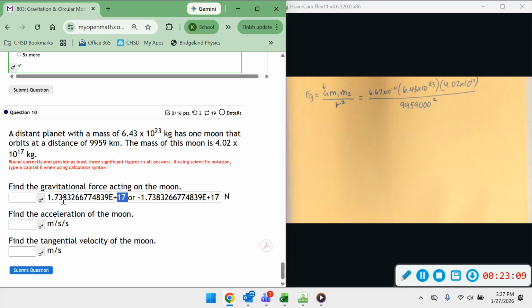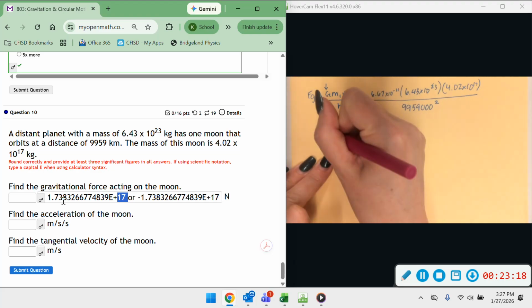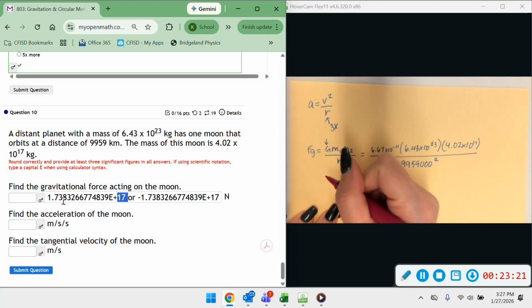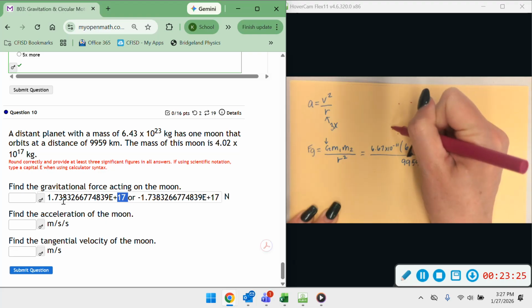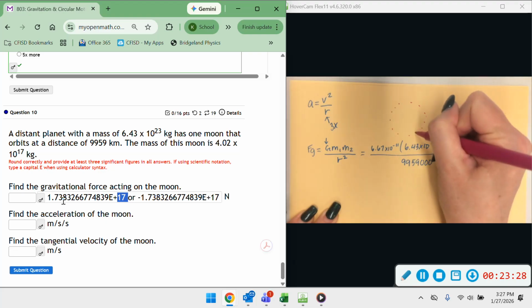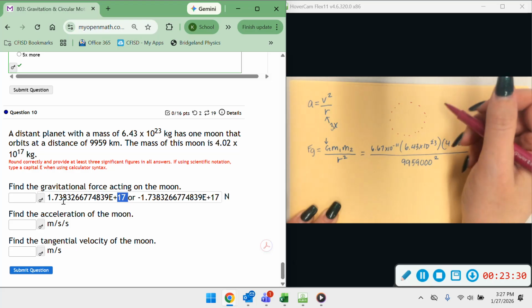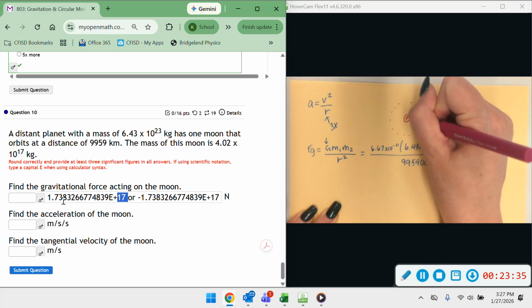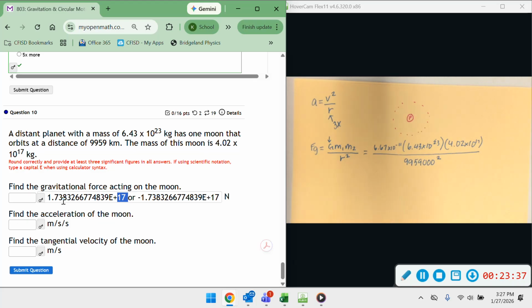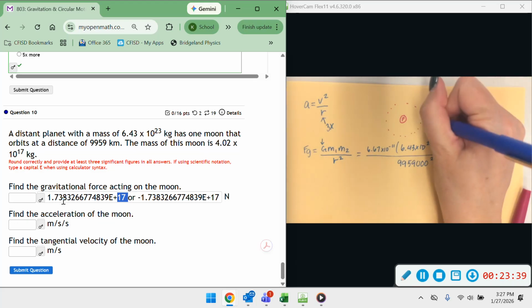All right, next question says, find the acceleration of the moon. So here's where you have to be able to see the connection, and this is where a picture comes in handy. I'm going to draw it up here. If you draw a picture, let's start with a circle. This is talking about a planet and a moon. So here's my planet, and then my moon is somewhere in orbit around it. It doesn't really matter where we draw it. Let's draw it right there.